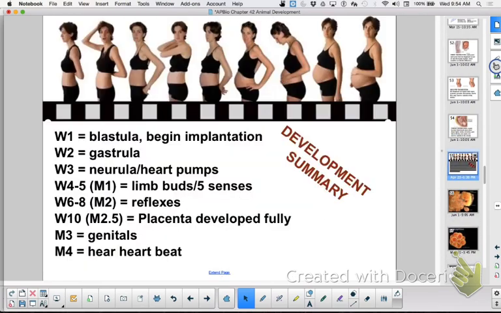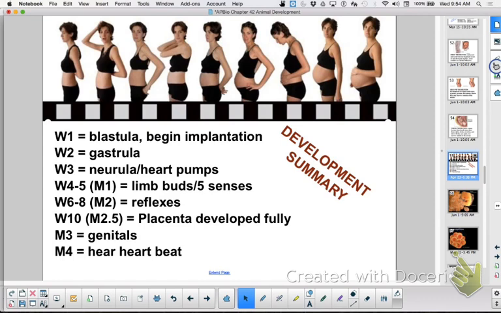Okay? Now, here is development fast forward. This is your summary picture to walk away with. This is the end of the story. This is the conclusion I'm giving you right now at the beginning, but I'm going to show you pictures. W stands for week. In week 1, you get to the blastula stage and you begin to implant in the uterus. And I always think blast into, the first week. And you get to the blastula. Week 2 is the gastrula stage in development.